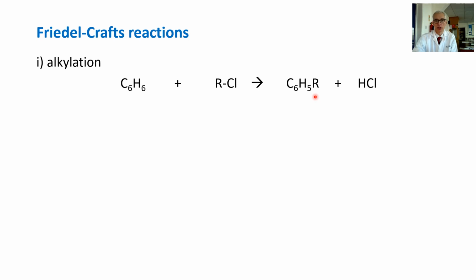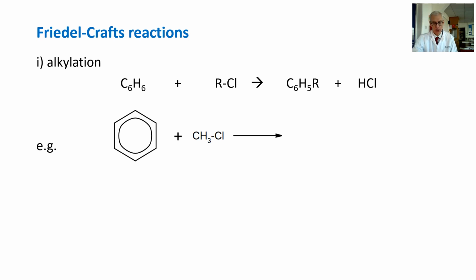You do not need to know the mechanism for that reaction in OCR Chemistry A. However, the pattern of that substitution is expected to be known. So let's look at an example. Benzene and chloromethane. Pause, draw the structure of the products. Come back when you are ready to compare to mine.